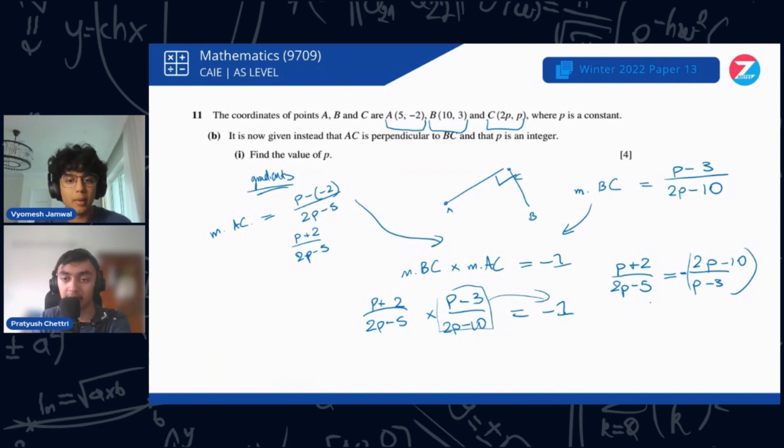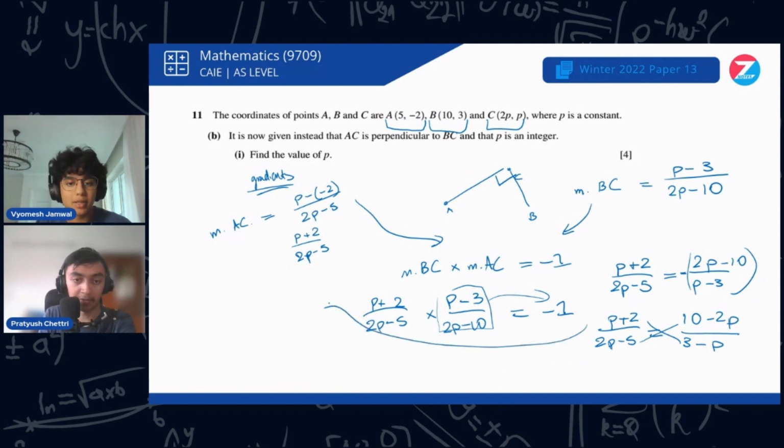So it's just going to be p plus 2 times negative, 3 minus p, because there's a negative sign there. Let's first get rid of the negative sign. P plus 2 over 2p minus 5 equals 10 minus 2p over 3 minus p. Now we can cross multiply, much simpler. On another side, we could just write p plus 2 times 3 minus p equals 2p minus 5 times 10 minus 2p.